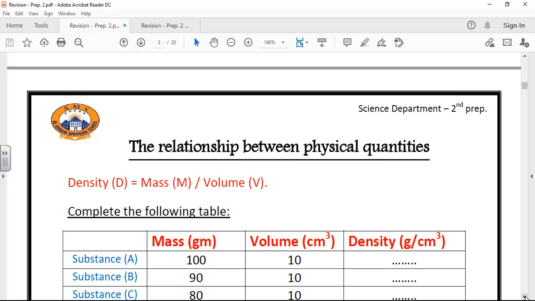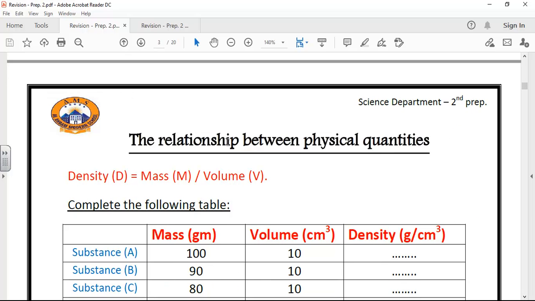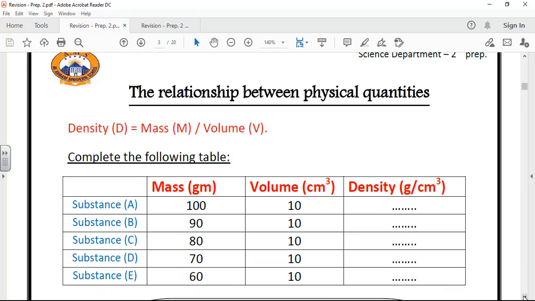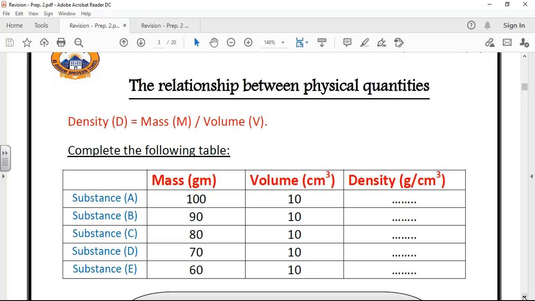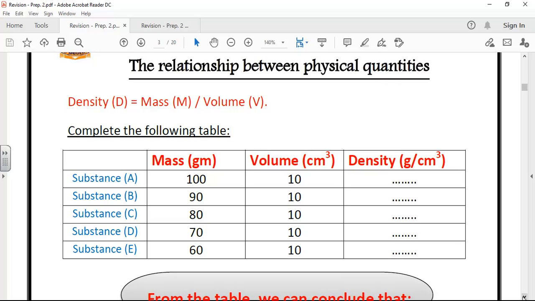Now, the second part, which is the relationship between any two physical quantities. We'll start with density. Density, we took it before, I think in grade 7 or grade 6, I can't remember. Density, as you can see here, equals mass over volume. If any object has low density, it will float up. If it's high density, it will sink down. The rule here says that density equals mass over volume. Again, density equals mass over volume.